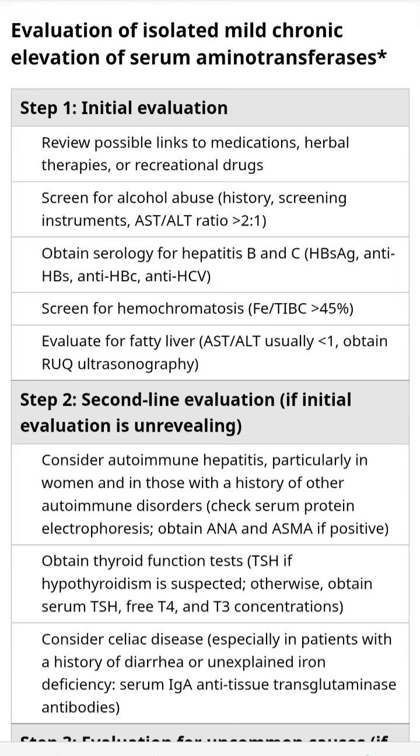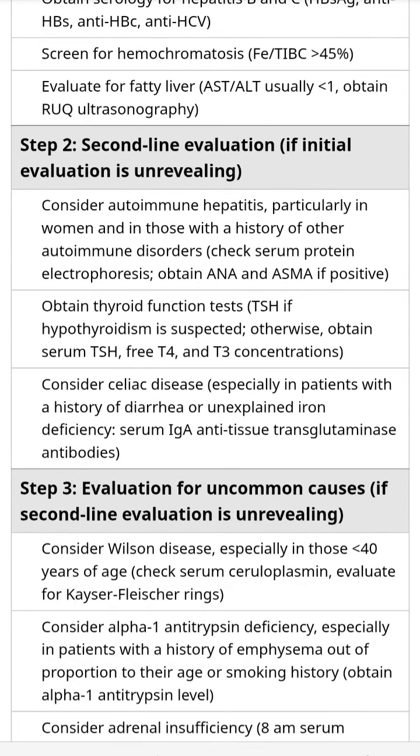The other thing is to send serum TSH levels if the patient is hypothyroid. Otherwise, obtain the whole thyroid profile, which includes TSH, free T4 and T3 concentrations. The last thing in this step would be to consider celiac disease, especially in patients with a history of diarrhea or unexplained iron deficiency. All right, so serum IgA anti-tissue transglutaminase antibodies.